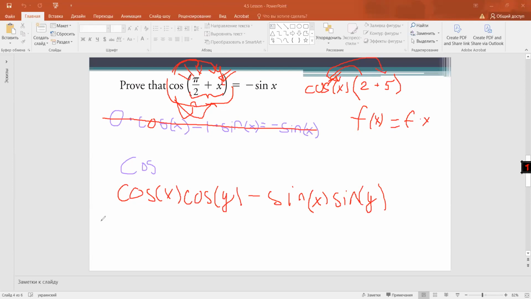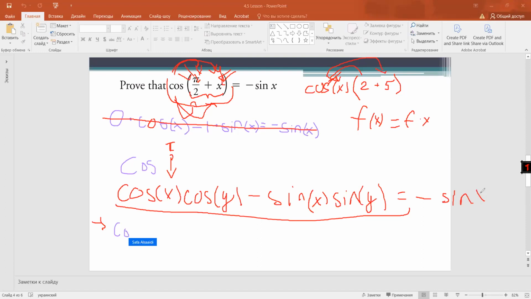Please evaluate this part using values from the brackets. So you're going to have pi over 2 instead of x, right? What would it be equal to? Equals negative sine x.